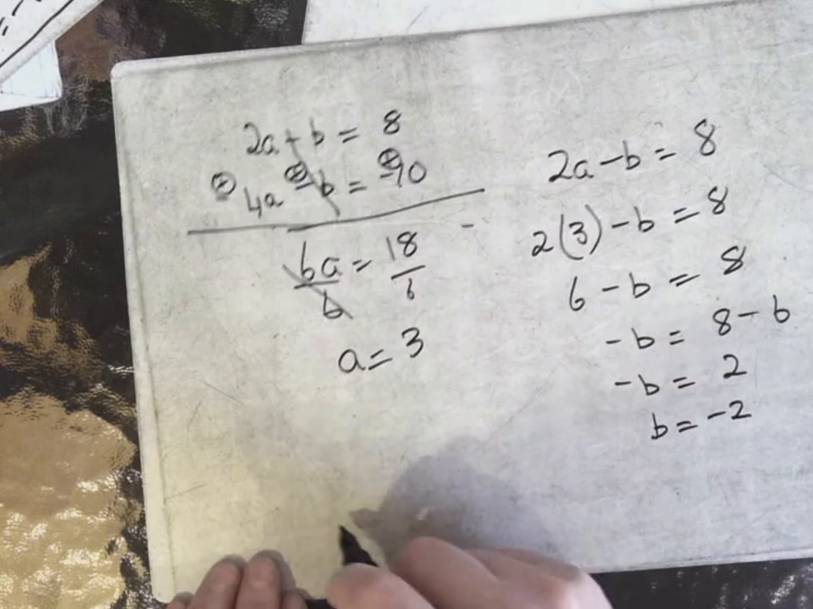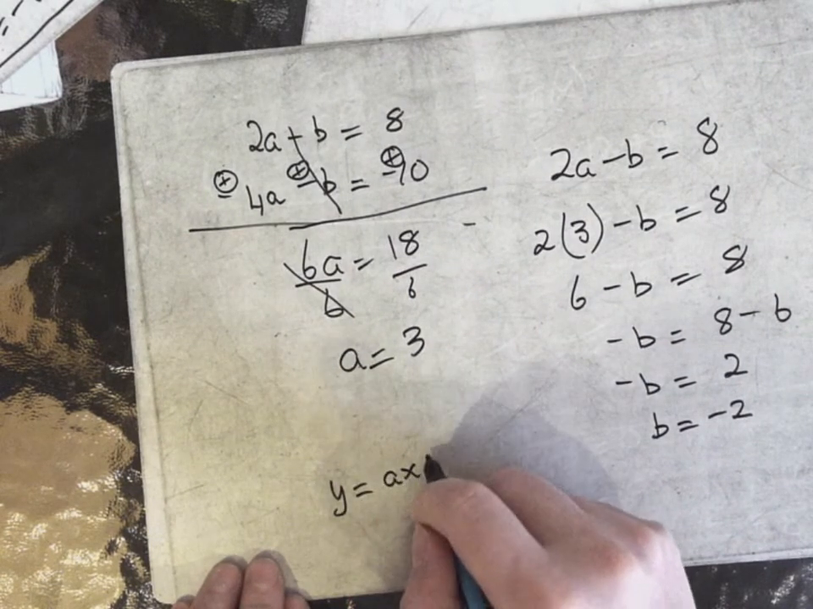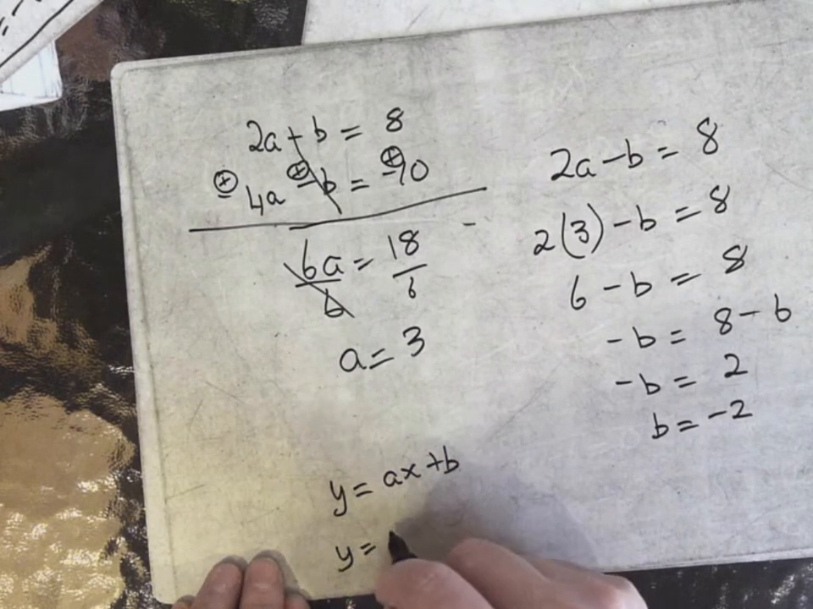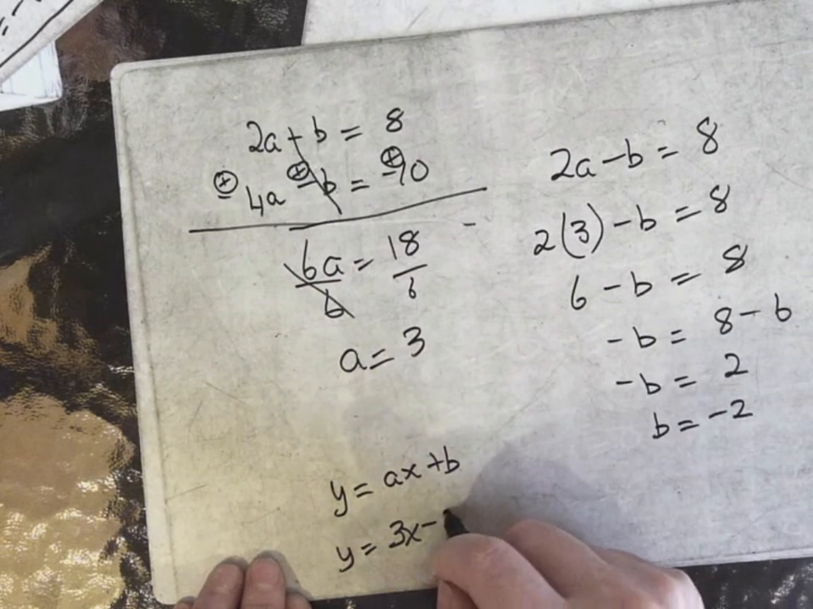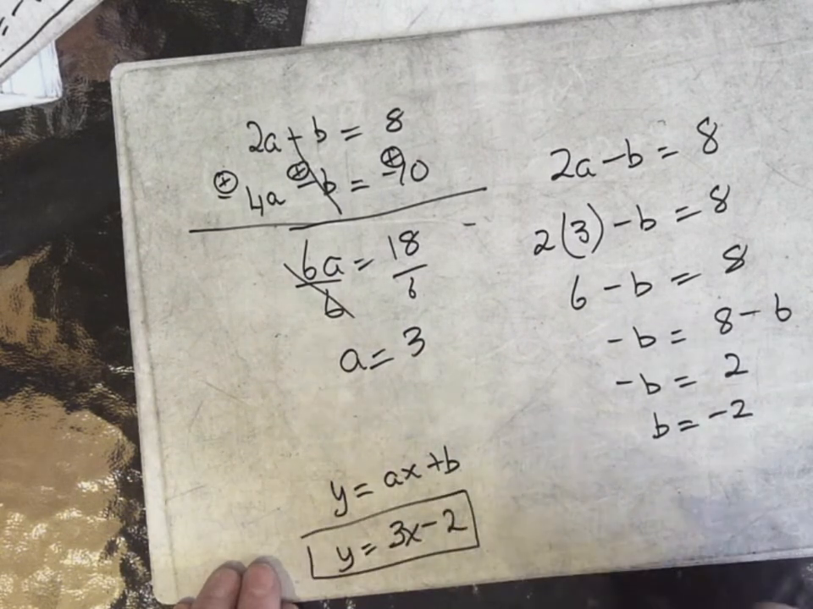So then your general equation was ax plus b. So you figure out that a is 3, so that means it's 3x. And b turned out to be minus 2. So there's the equation of your line, and that's your answer. Okay? Right.